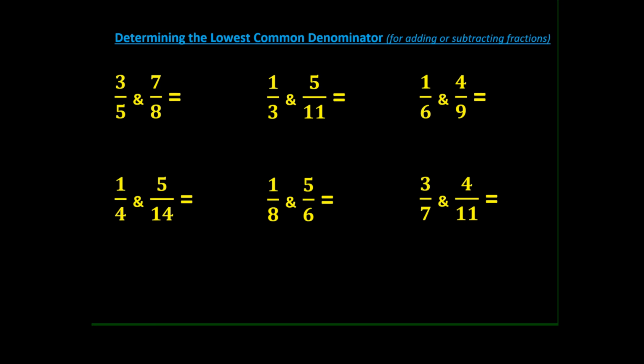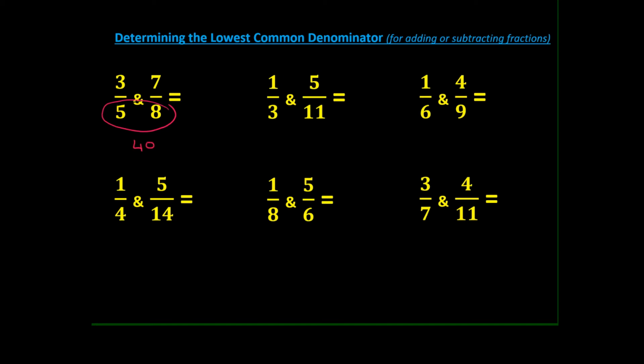When adding or subtracting fractions, we need to find the lowest common denominator of the fractions so that they can be converted to equivalent fractions with that common denominator. A very common way to do it is actually just to multiply the two denominators together. So for instance, with this first one here, we could say, well, we multiply 5 times 8 and that gives us 40.